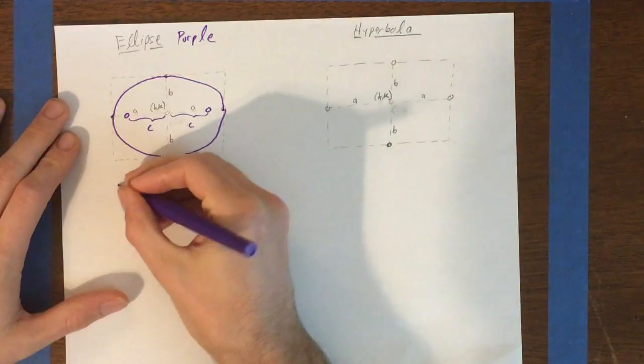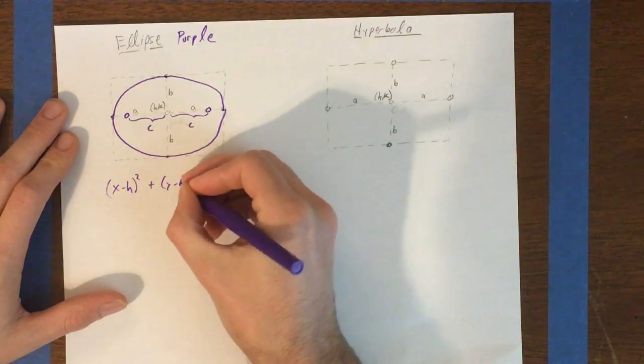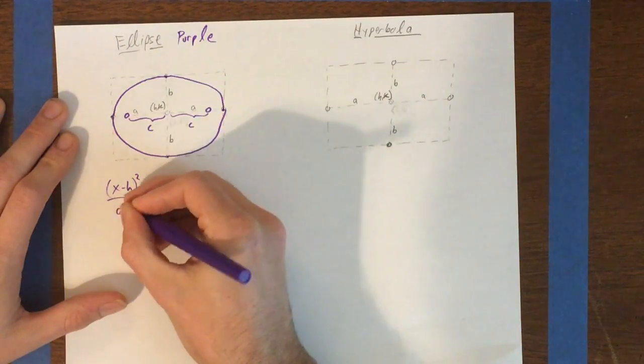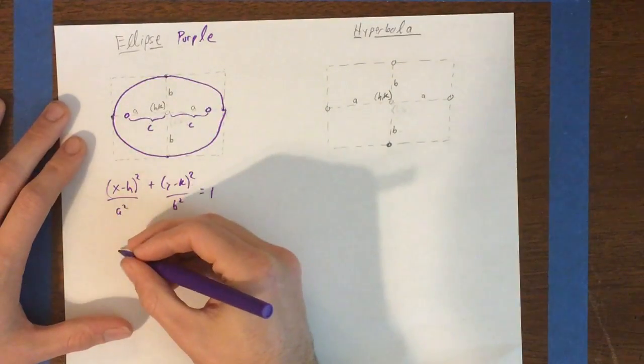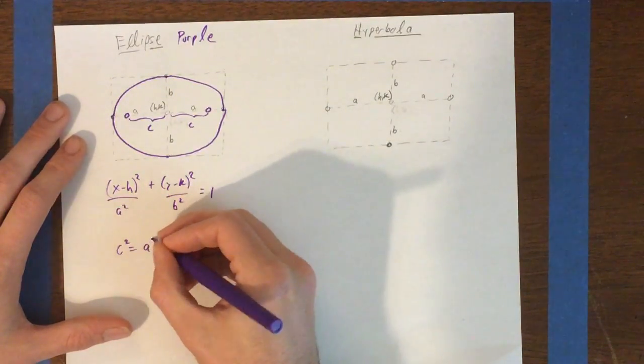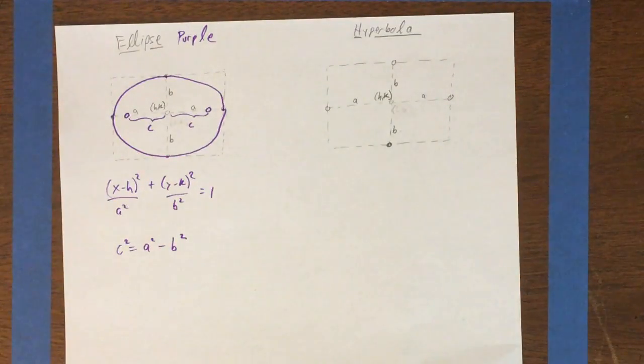You get the equation. You get that equation, and you also have the relationship c squared is a squared minus b squared. So we've got that. Now for the hyperbola, things are a little different.